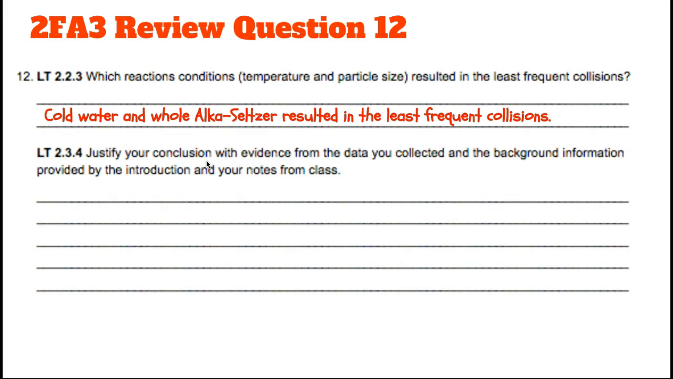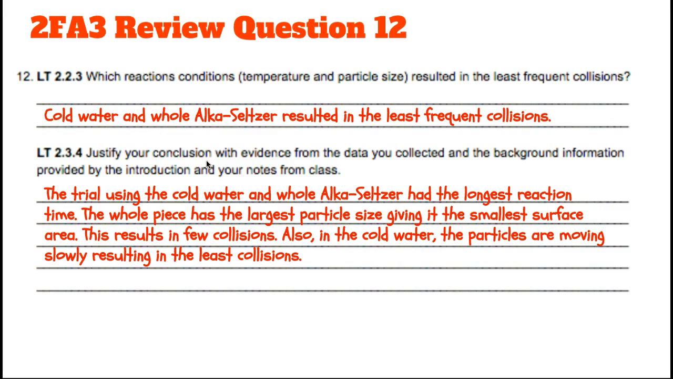The fewer the collisions, the longer the reaction is going to take place. And this also makes sense with particle size, because if you have a large particle, that means that there is less surface area for reactions to take place. So the trial using the cold water and the whole Alka-Seltzer had the longest reaction time. The whole piece had the largest particle size, giving it the smallest surface area for reaction. This results in fewer collisions.